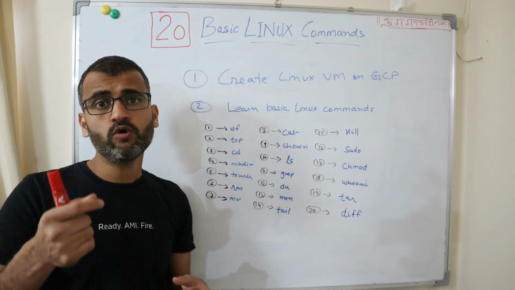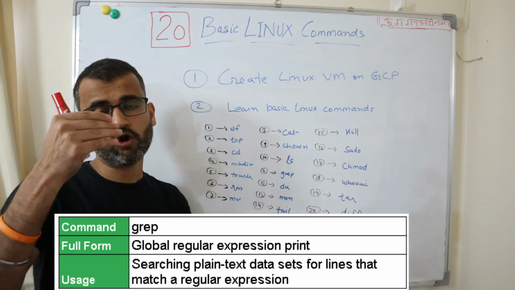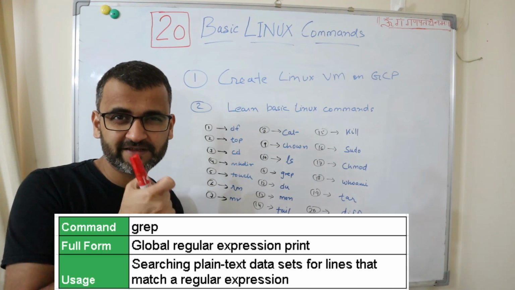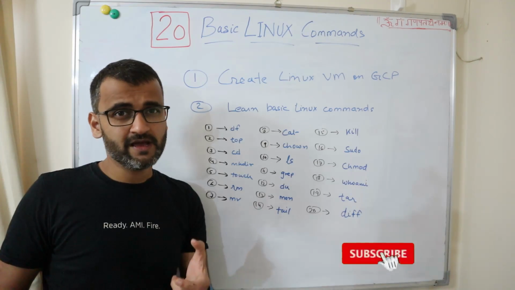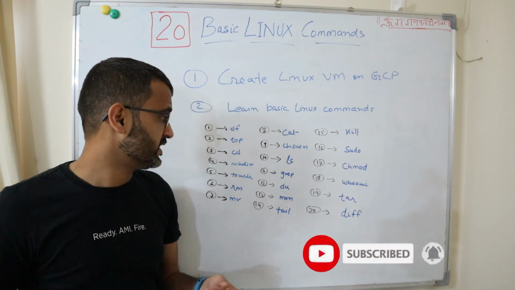grep will help you find specific contents in a file. Suppose you have a log file and you are trying to troubleshoot an issue and you want to identify specific error messages. If you can get those in that particular file, you can run the grep command for that.